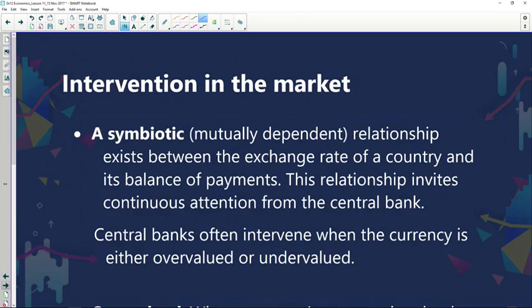Okay, so the intervention in the market. Previously, on the last point, we chatted a bit about how the central bank is using this as an intervention. So why are they doing this intervention? Why do we need to have interventions in the market?